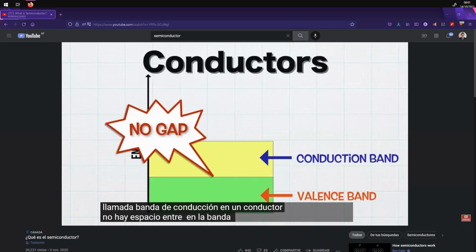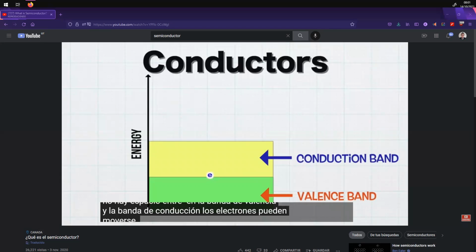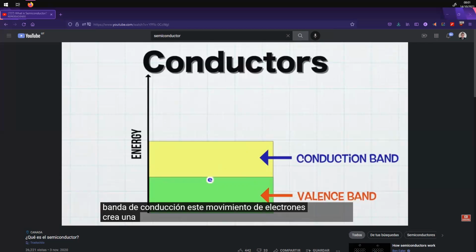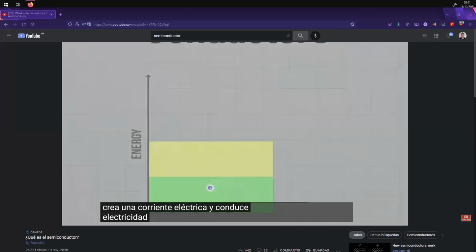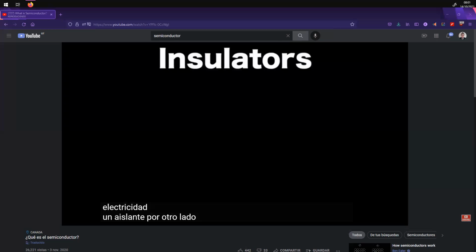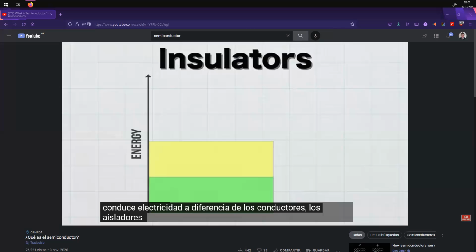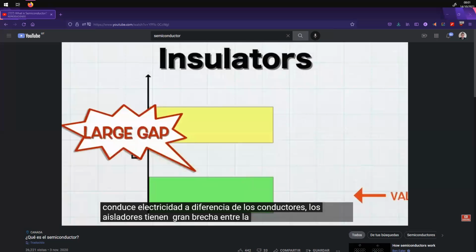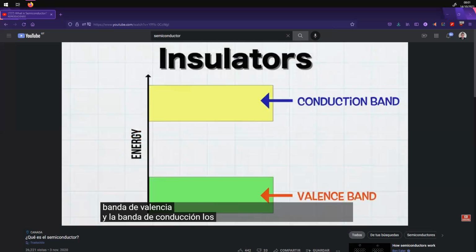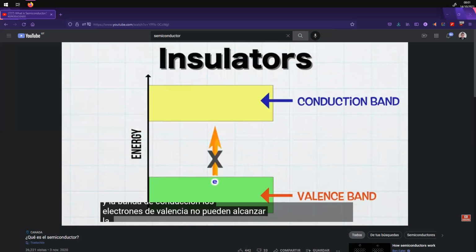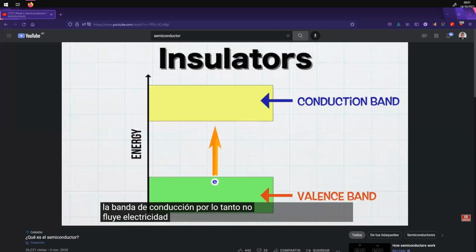In a conductor, there is no gap between the valence band and the conduction band. They move from the valence band to the conduction band. This movement of electrons creates an electric current. An insulator is a substance that does not conduct electricity. Unlike conductors, insulators have a large gap between the valence band and the conduction band. Valence electrons cannot reach the conduction band, therefore no electricity flows.